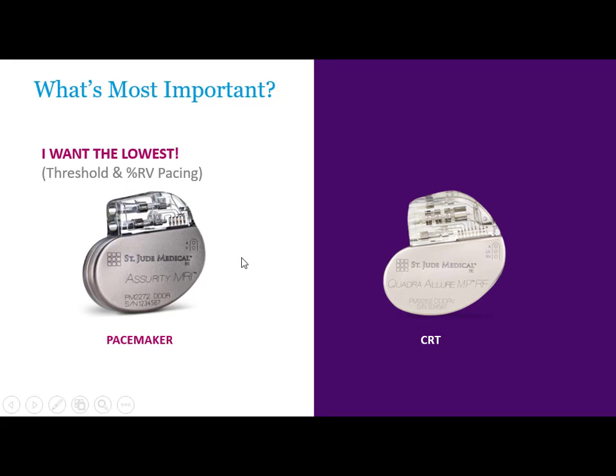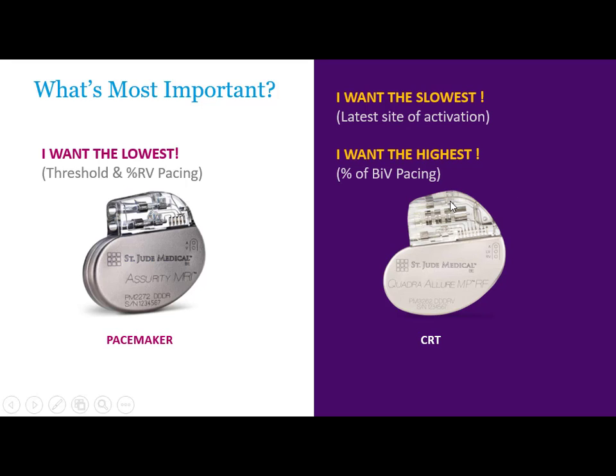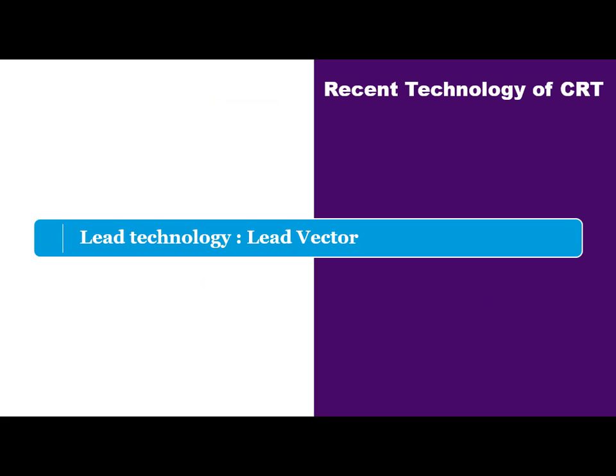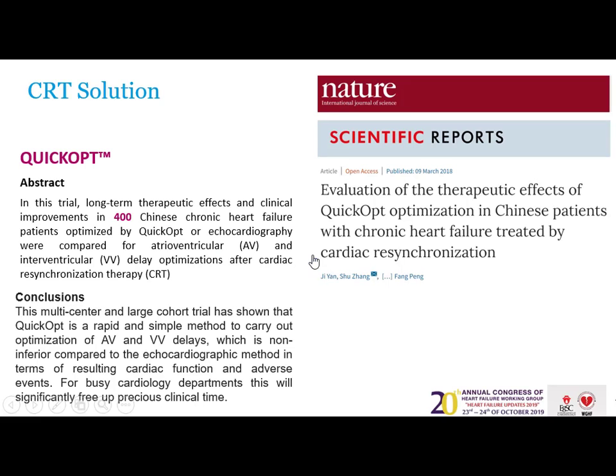Remember that when we implant a dual chamber pacemaker, we ask for less RV pacing, and Dr. Blashka showed us that if you have more than 40% RV pacing, this is deleterious to the left ventricular function. On the contrary, with the CRT, we need 100% BiV pacing. The concept is different. The lead vector is an invention, and I like it.